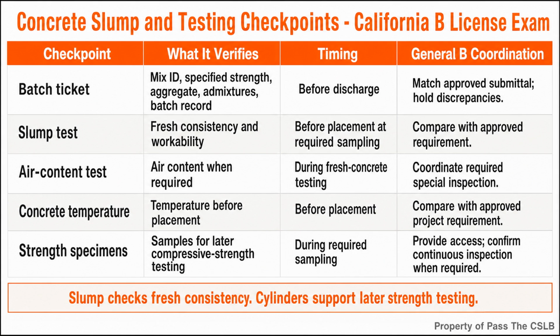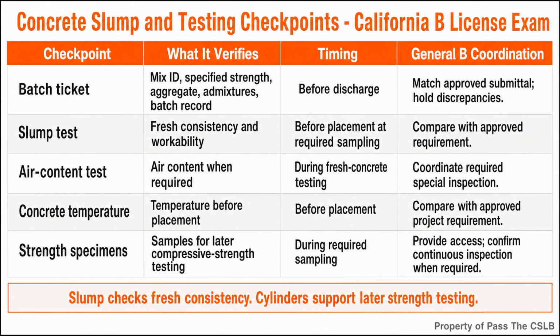I treat truck arrival as a quality control gate. I start with the batch ticket and the approved project documents. I verify that the delivered mix identification matches the approved submittal. I check the specified compressive strength, aggregate information, admixtures, and the recorded batching information that the project requires. I also confirm where any permitted field water or admixture adjustment must be recorded and who is authorized to approve it.